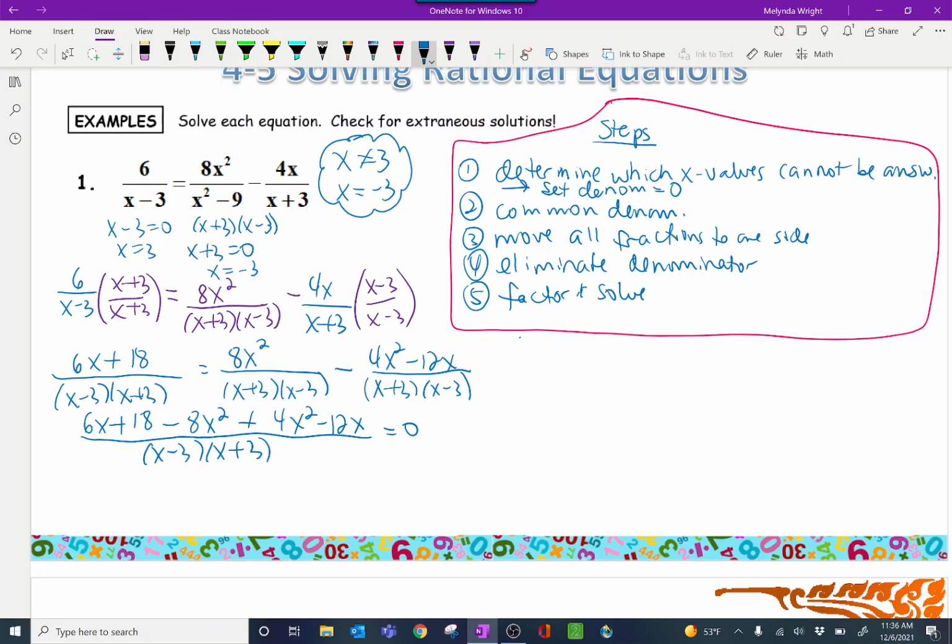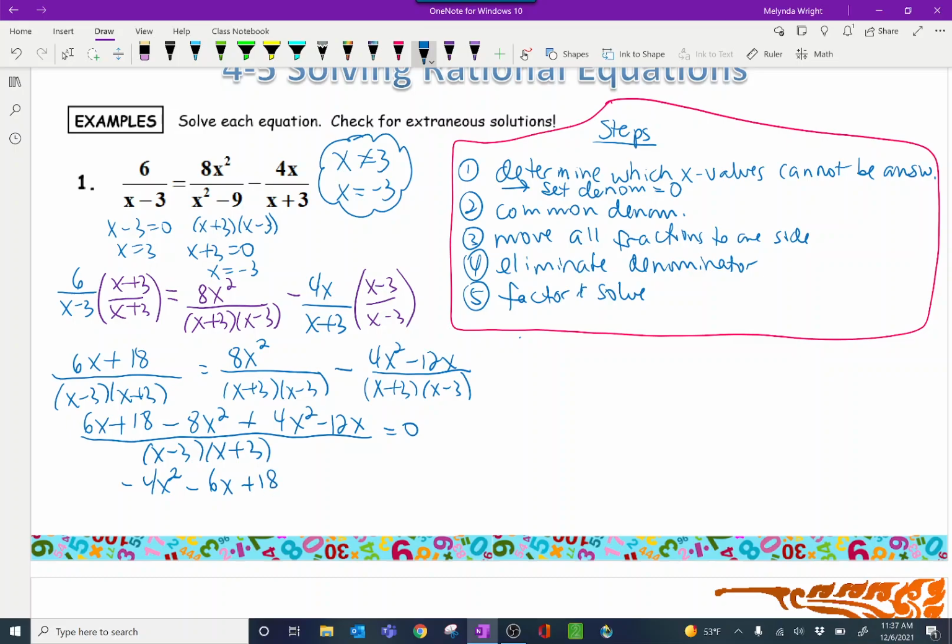So let's see. What do we do now? So we're going to combine like terms. And what do we have? We've got negative 4x squared. And that would give me a negative 6x and plus 18.